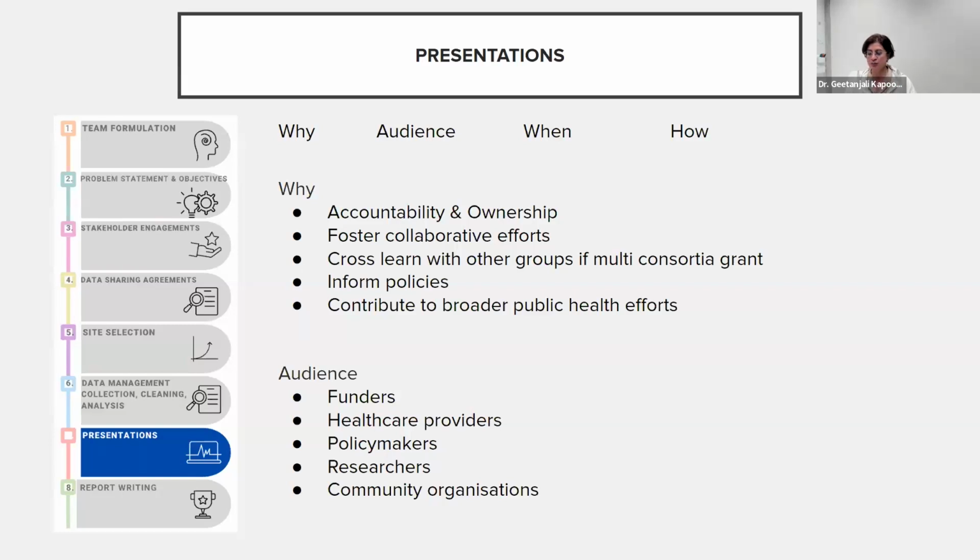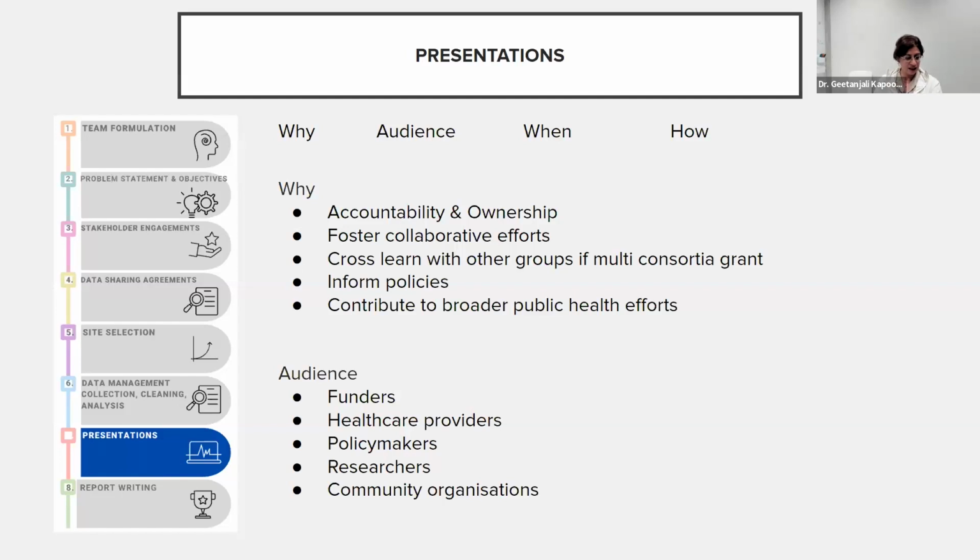So why is it important? As I mentioned, we need to share our findings, our progress. So regularly you have to keep informing and updating the key stakeholders about where we are. Because there is a sense of accountability you also have when you are doing this study. After all, if it's funding, then it's based on the taxpayers' money. So you need to keep giving a timely update. You are owning this particular exercise, so it's your responsibility to do that.